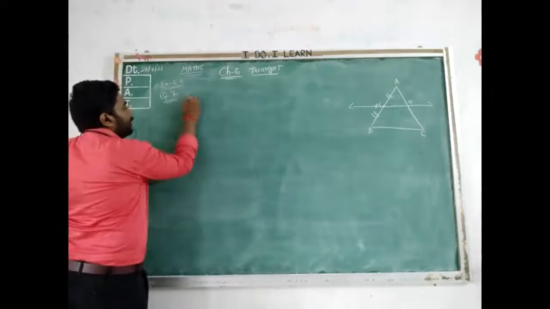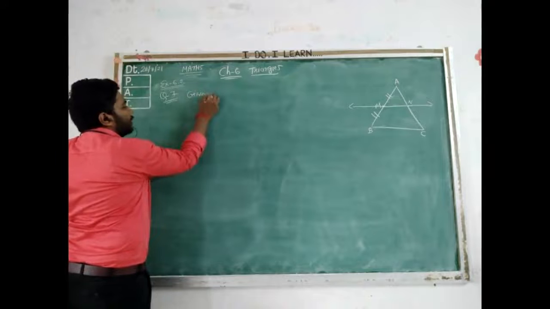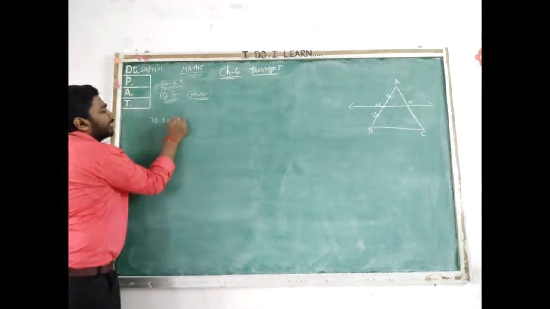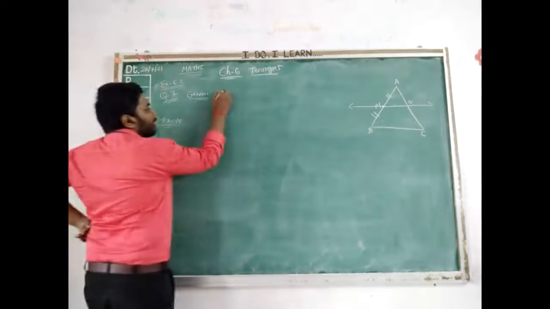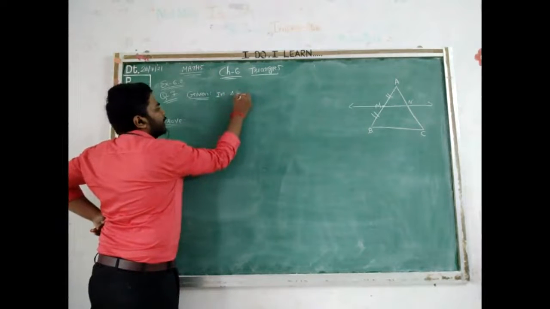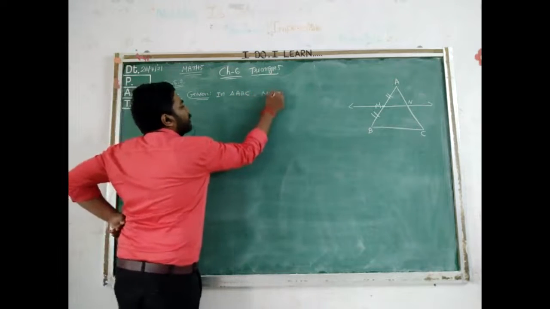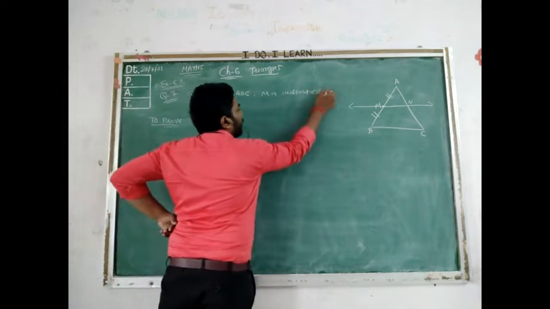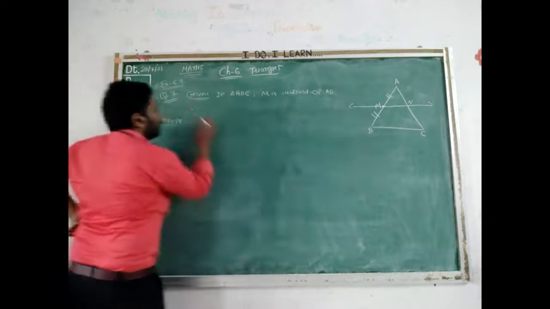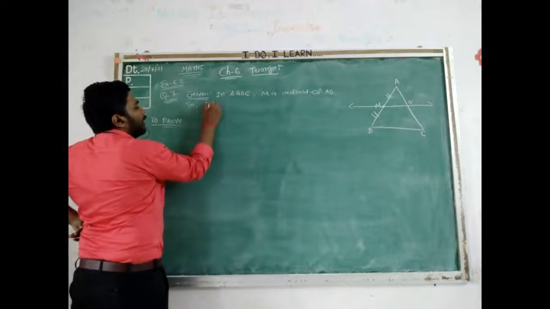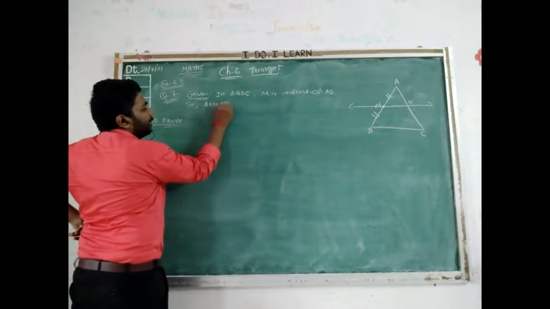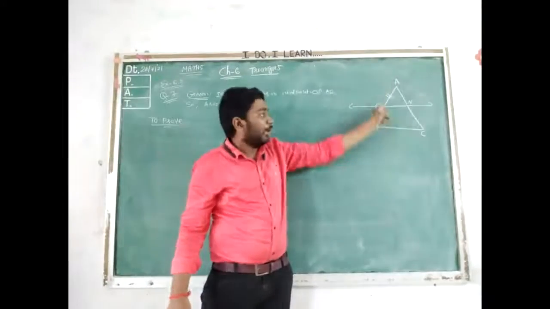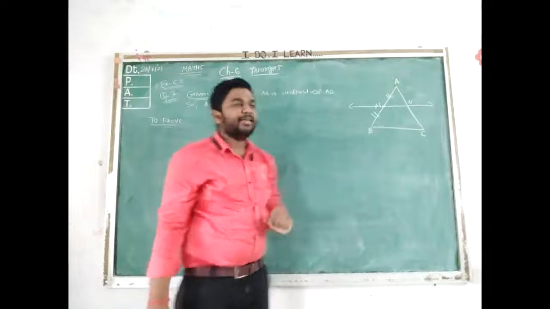So I'm writing whatever is given to us and whatever we have to prove. So I'm writing here given and to prove. In triangle ABC, M is the midpoint of AB. If it is a midpoint, I can write AM is equal to MB, or I can write AM is equal to half of AB, or MB is equal to half of AB. I can write like this.